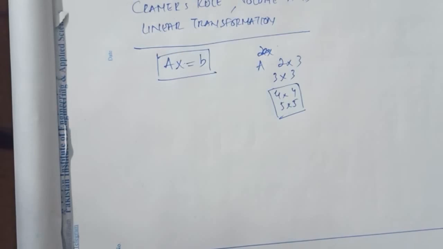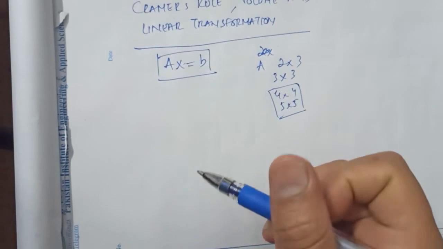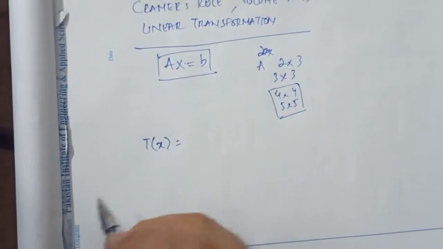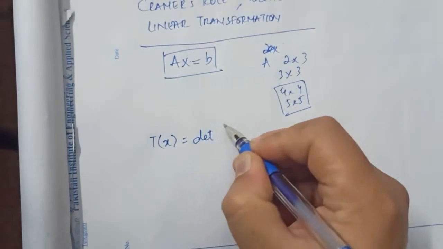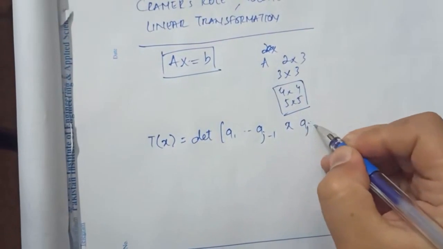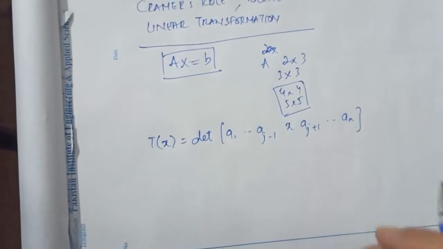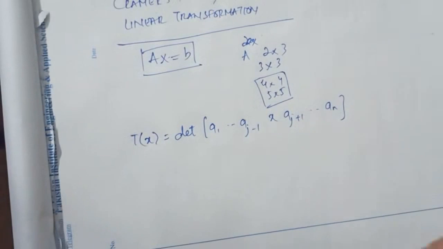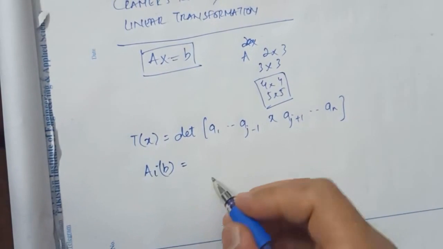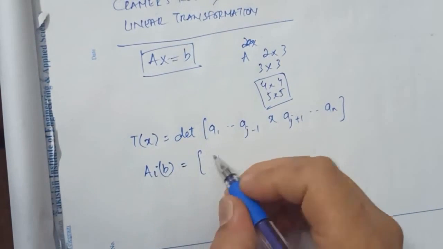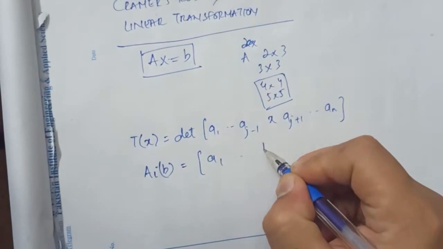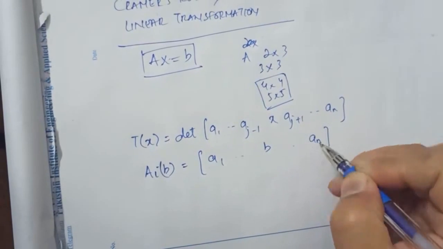the problem of Cramer's rule, the thing here is that since we just discussed the linear transformation of determinants, which is T of x, remember this is nothing but the determinant of a1 up to a of j minus 1, x, a of j plus 1 up to an, right? Now we can define Ai(b) as a matrix in which I replace the ith column of A with b, right?